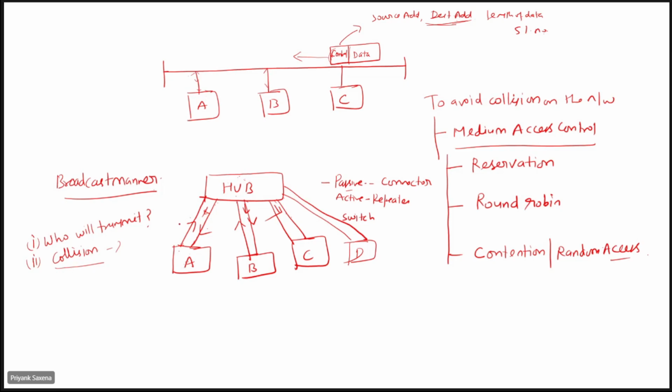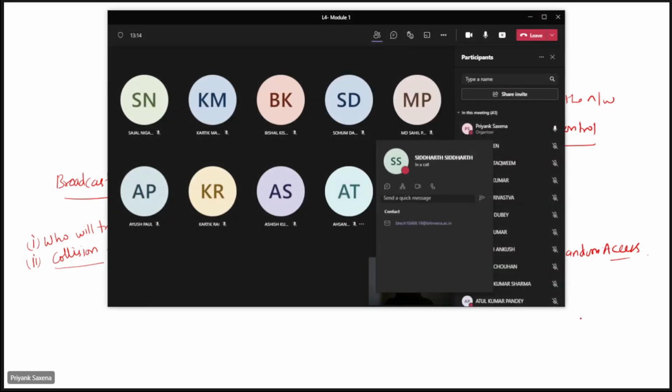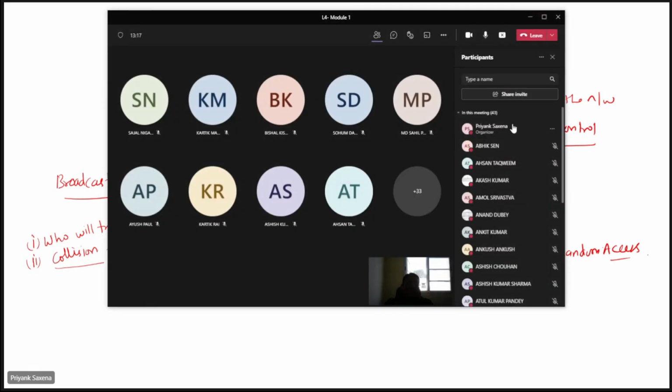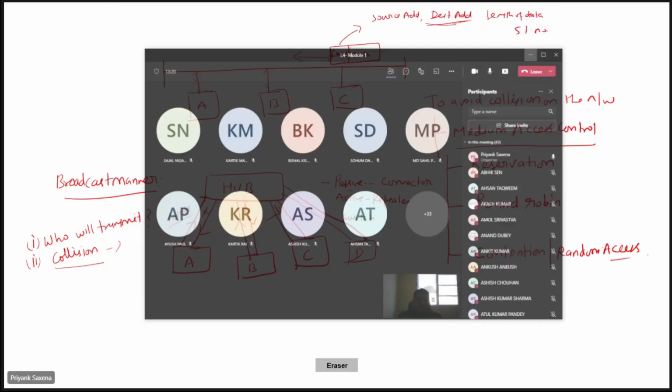If this link is of 10 Mbps, if the data rate is 10 Mbps, can you say what will be the throughput? Akash Kumar?